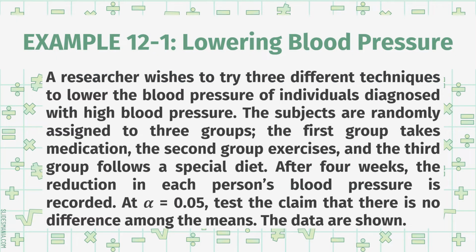For example 12-1, lowering blood pressure. A researcher wishes to try 3 different techniques to lower the blood pressure of individuals diagnosed with high blood pressure. The subjects are randomly assigned to 3 groups. The first group takes medication, the second group exercises, and the third group follows a special diet. After 4 weeks, the reduction in each person's blood pressure is recorded. At an alpha equal to 0.05, test the claim that there is no difference among the means. The data are shown.